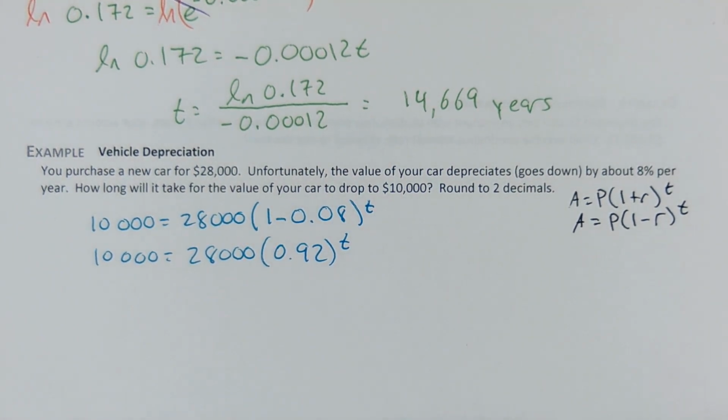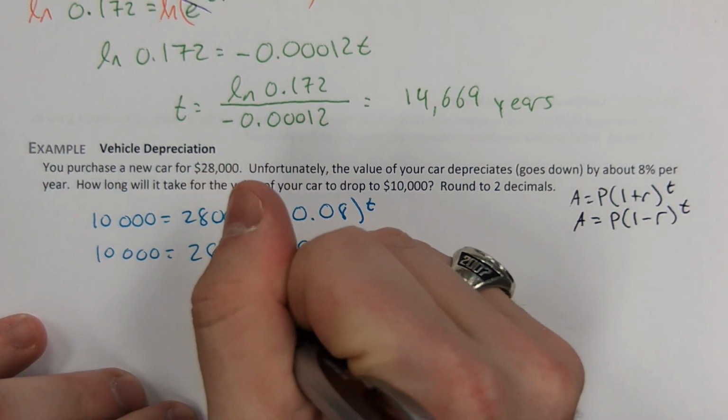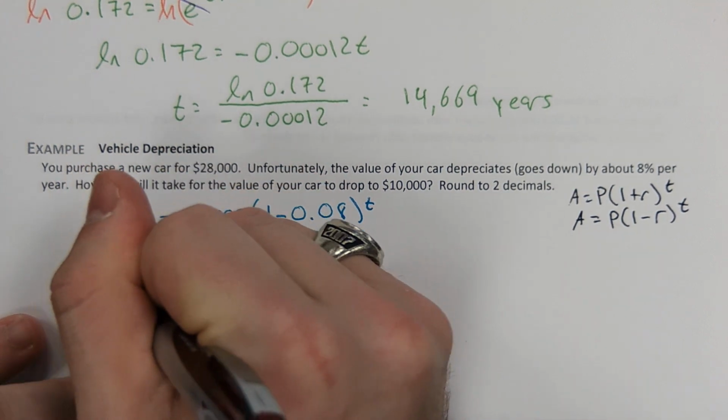Okay, we did a bunch of these kinds of things yesterday. It's no longer a word problem. Now it's just a solve for t problem. What do we do first? Divide. So first thing you're going to do is divide by 28,000 on both sides.